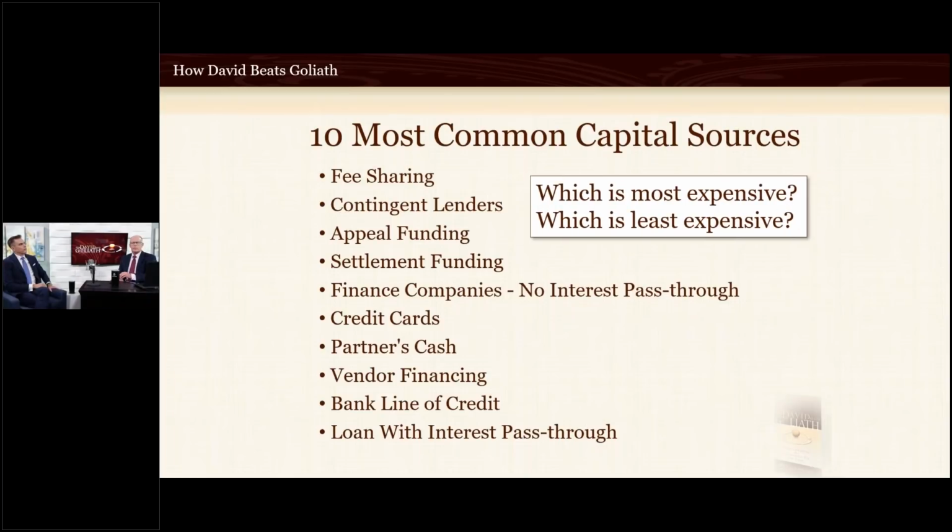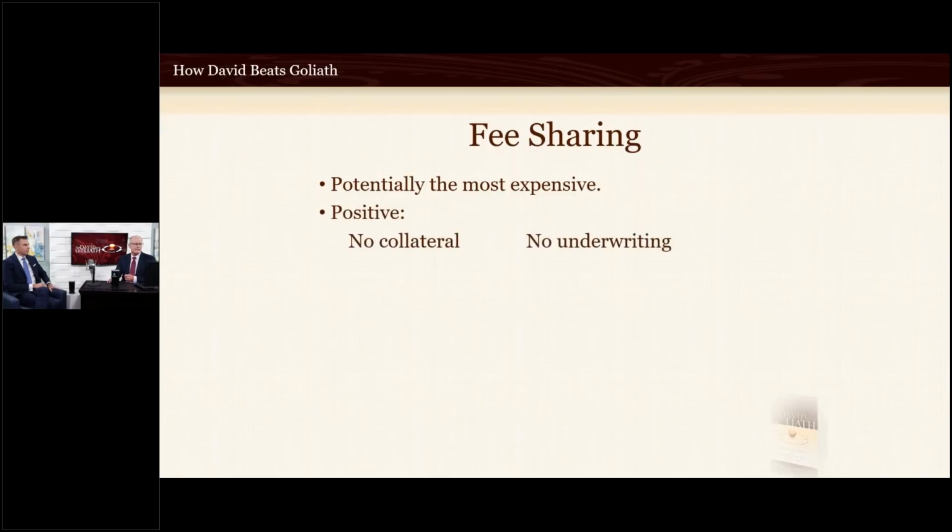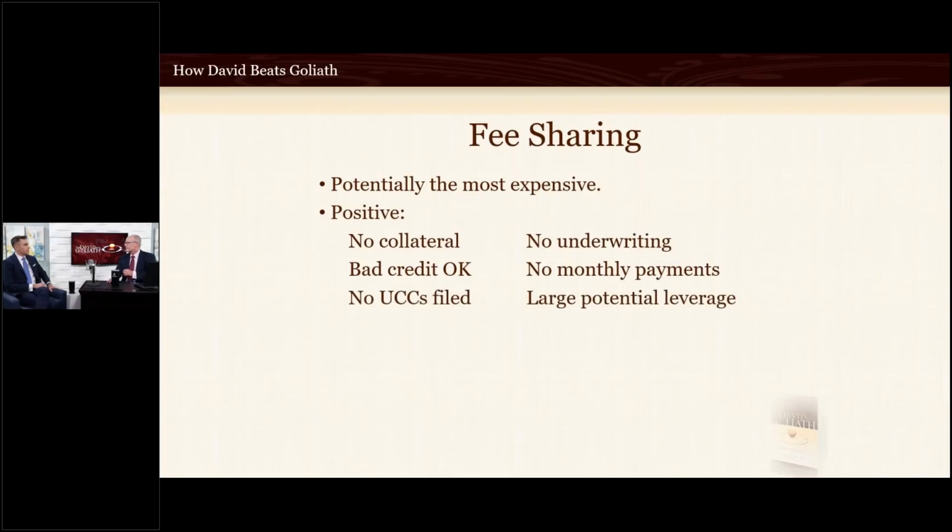Jeff, when I speak to folks around the country, I will ask them, which of these do you think is the least expensive and which is the most expensive? And they're usually surprised about what is the most expensive. What do you think it might be? Well, I think most firms don't look at fee sharing in the light of being an expensive form of capital. They're not necessarily looking at it from an overall borrowing perspective or equating it to a borrowing cost. Right. But when you equate it that way, I think a lot of our viewers may be a bit surprised in terms of what they're giving up and how much it actually is costing them.